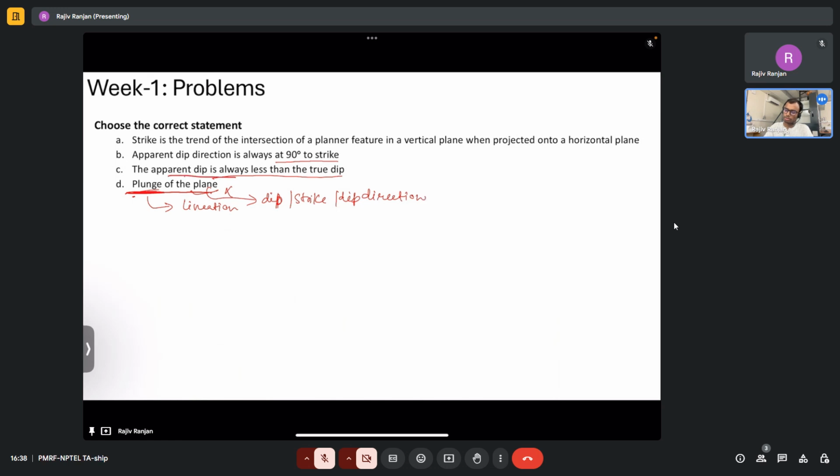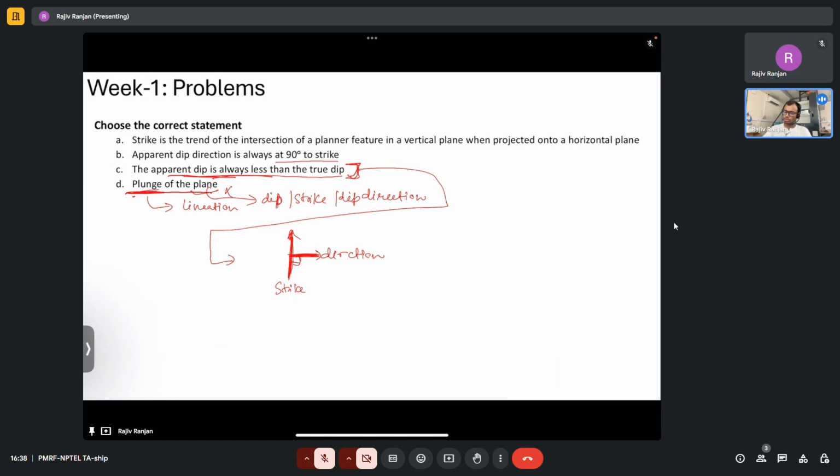So the apparent dip is always less than the true dip. This is very important when we learn about the concepts of dip, the attitudes of beds, planar features or linear features. We learn very basic concepts such as true dip and apparent dip. True dip is always measured perpendicular to the strike. So suppose this is the strike, then the dip is measured perpendicular to it. That is why dip direction is perpendicular, right?